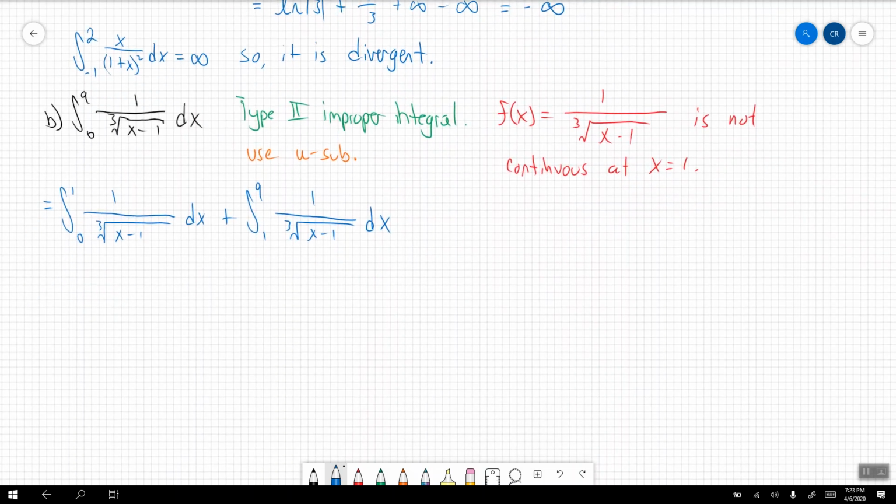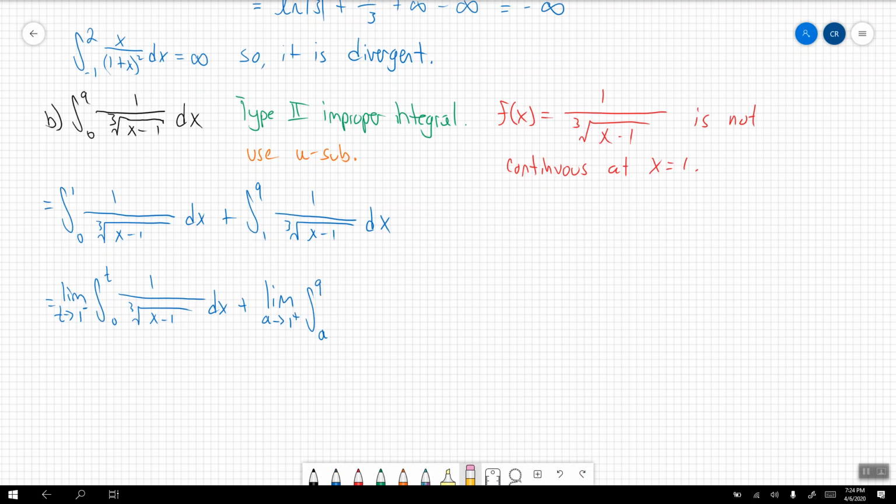Now, we split this up because the first integral is going to stop at 1, for the interval from 0 to 1. That means we're going to approach 1 from the left. So this is the limit as t approaches 1 from the left-hand side, from 0 to t, of 1 over the cube root of x minus 1 dx, plus this other integral, which needs a limit. Let's choose a different value. Let's choose the limit as a goes to 1, and since this interval goes from 1 to 9, 1 is on the left end, so we're approaching 1 from the right-hand side, with the integral from a to 9.